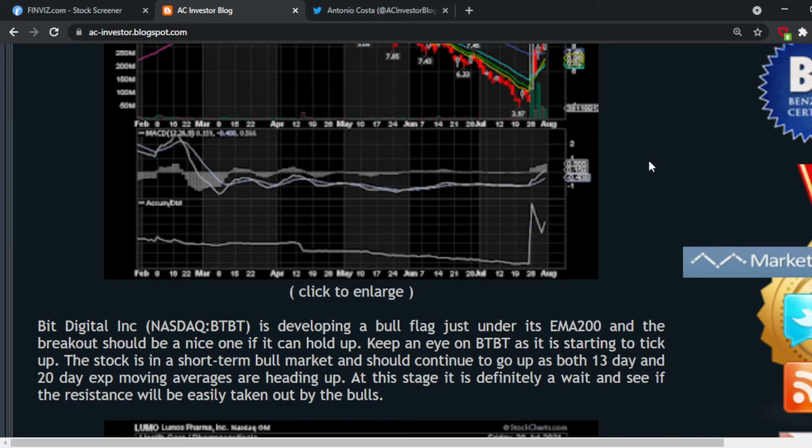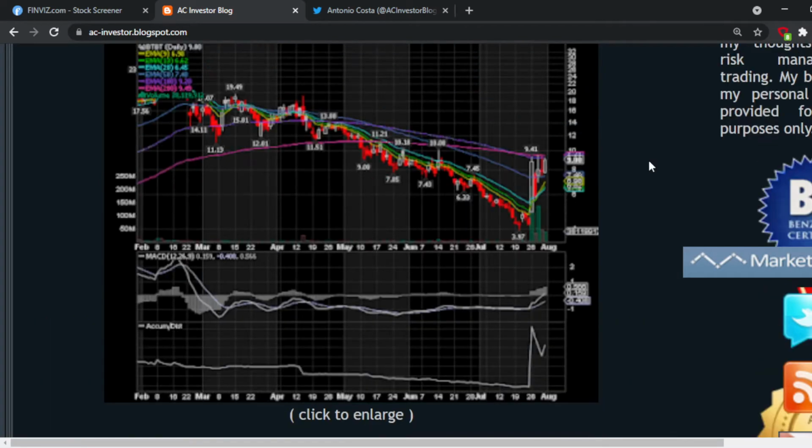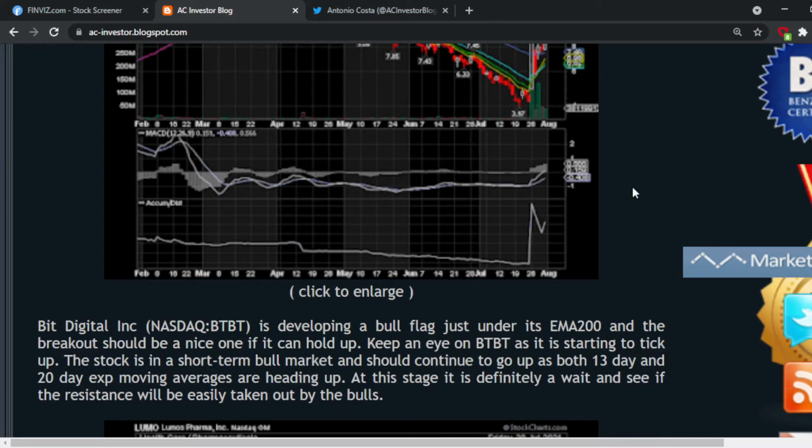So, here we see Bit Digital, and it's got a major pop late in the week, and he's saying, oh, it's a bull flag, it's under the EMA 200, might be a good breakout. So if you're a breakout trader and that's of interest to you, you might want to add Bit Digital, BTBT, to your watch list. I tend not to be a breakout trader. I'm more of a bottom swing trader, but let's just take a look.